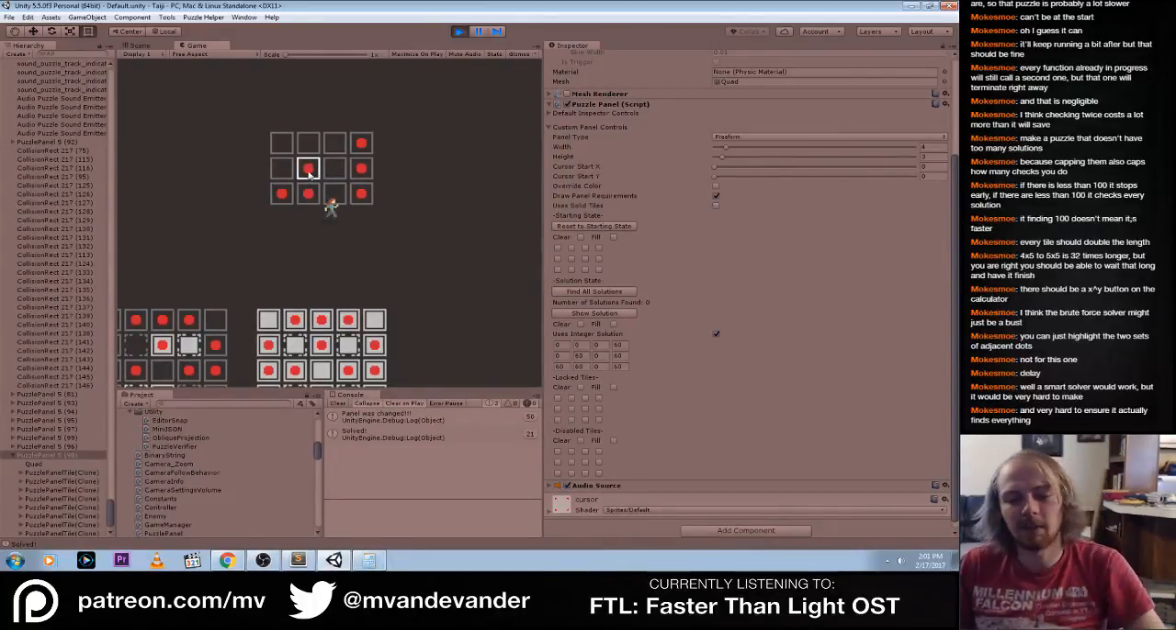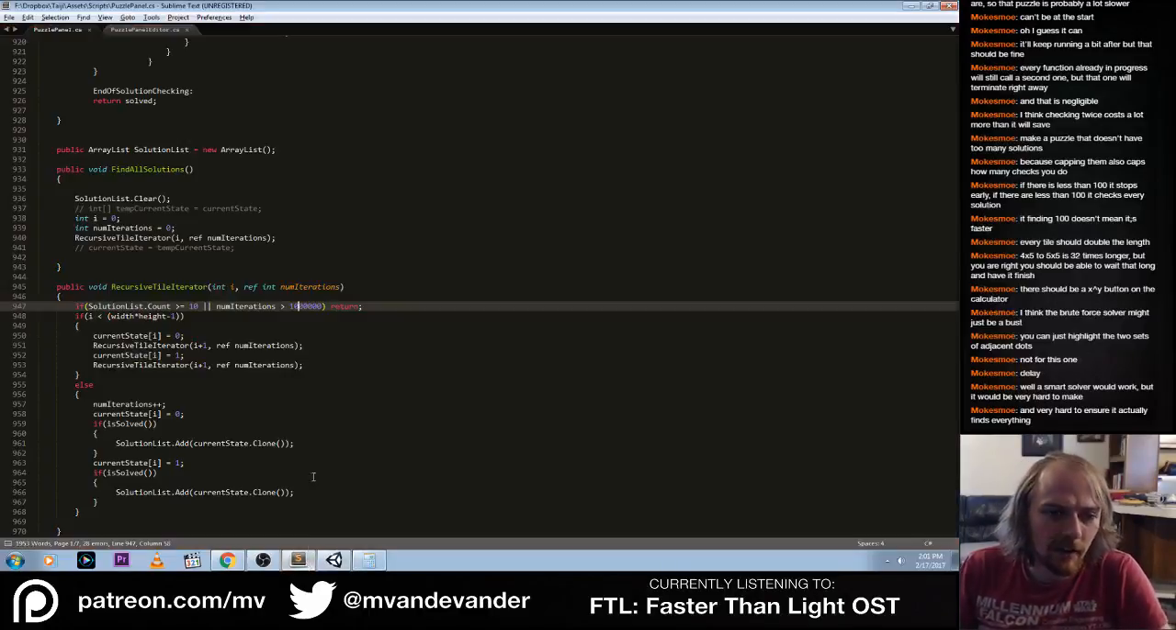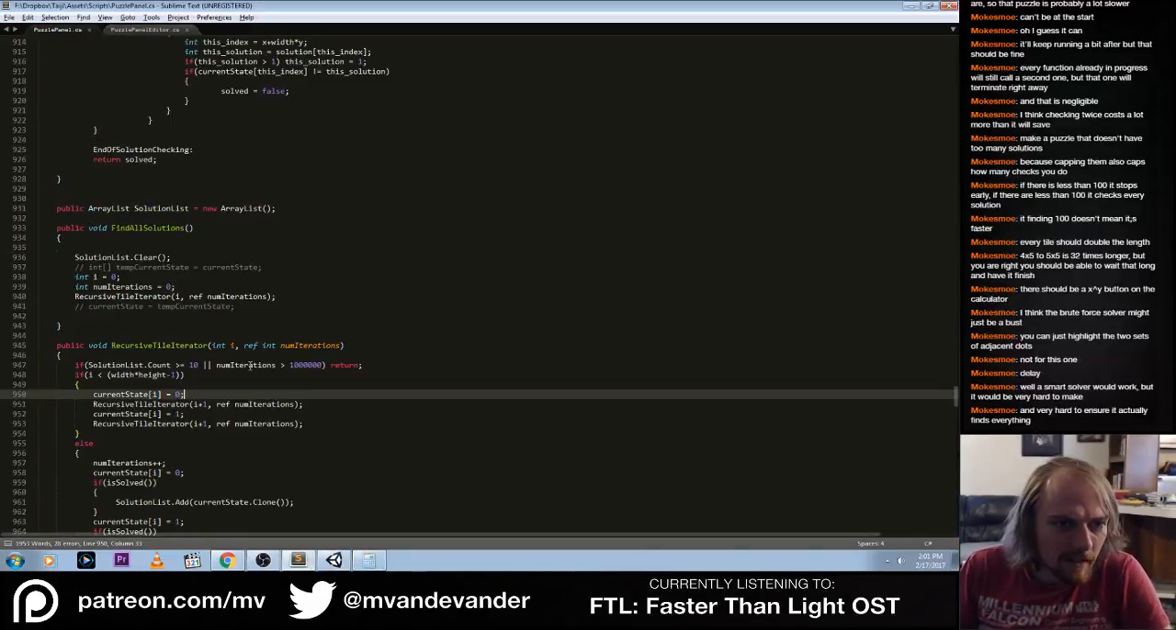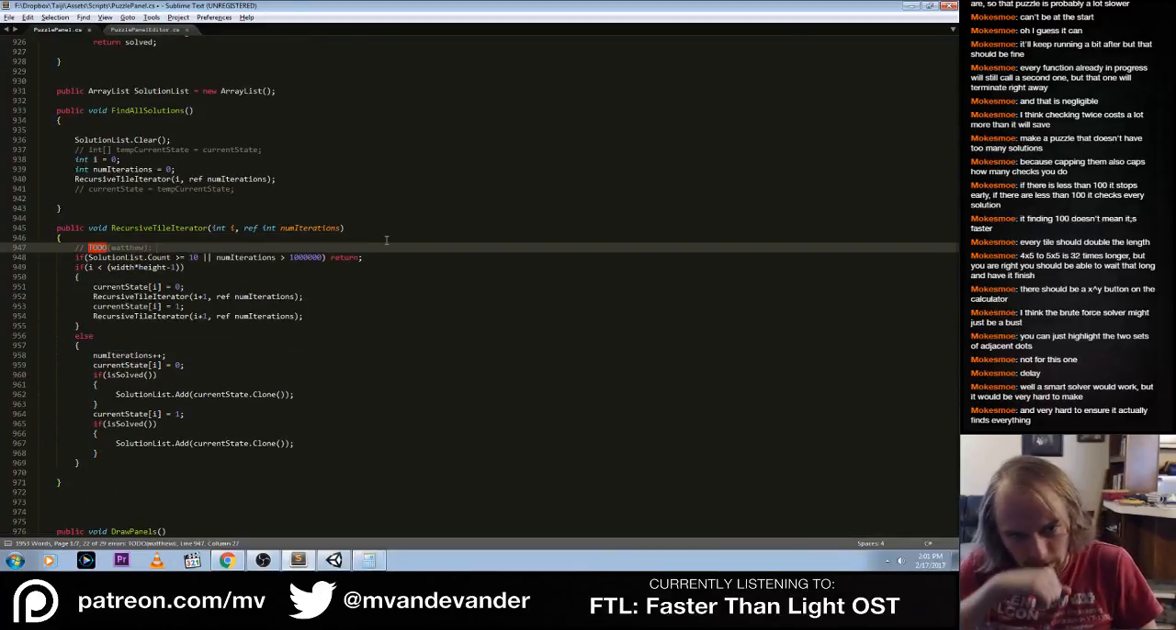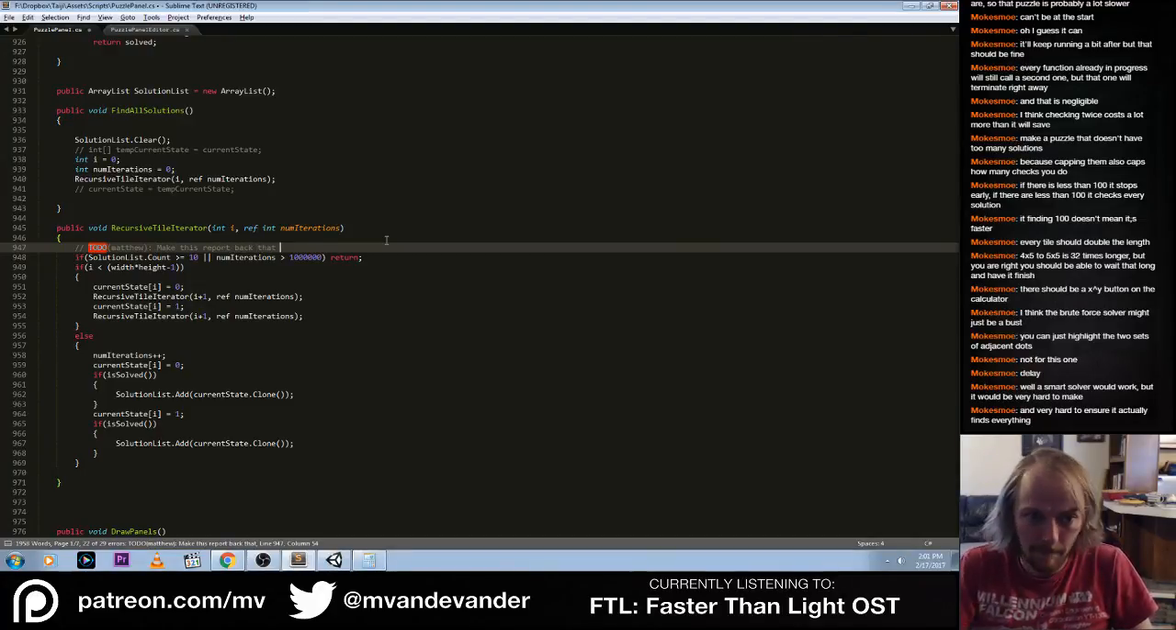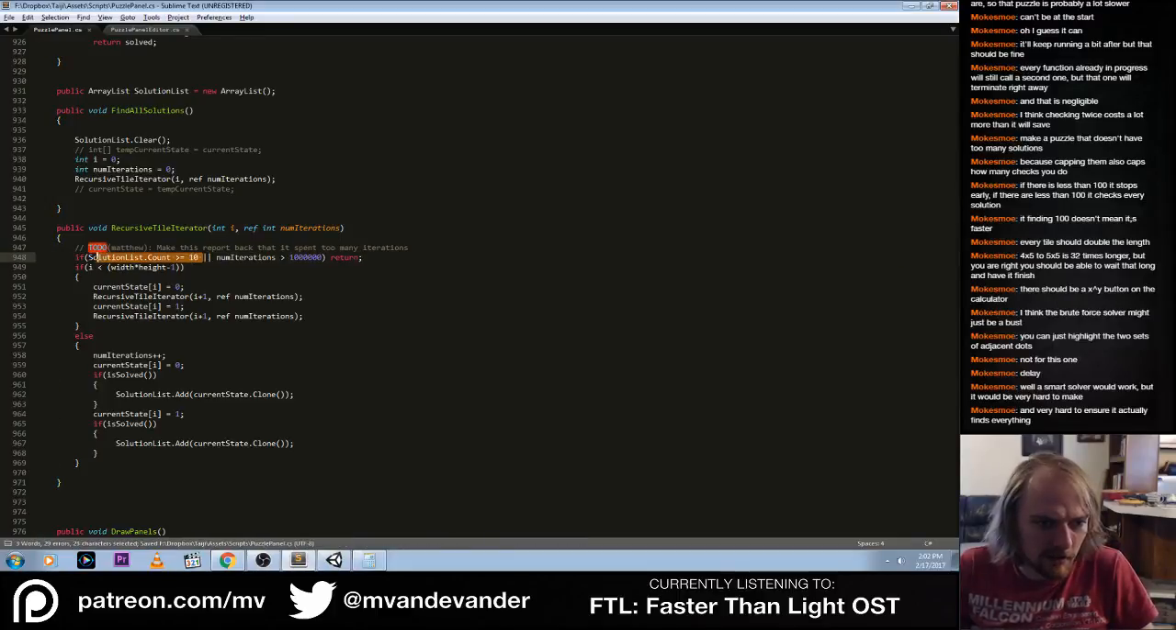Yeah, a smart solver would be nice, but that's alright. I've got a thing in there. I should probably make this report back that it spent too many iterations. I actually don't care about the solution count so much as the number of iterations, because it doesn't have much to do with the solution count. It has to do with how many times solve gets called.